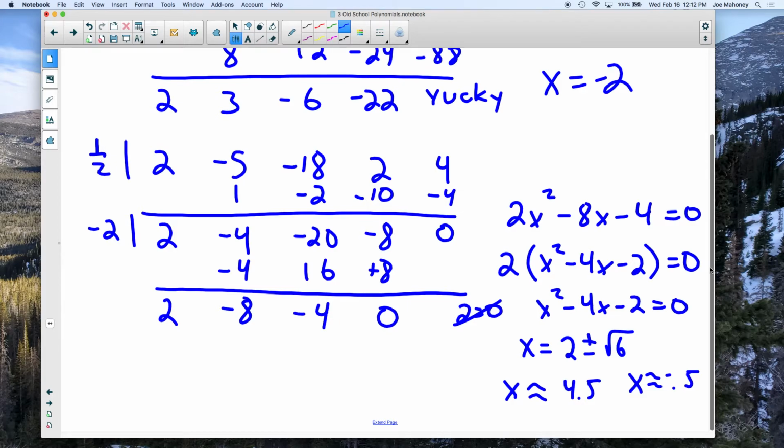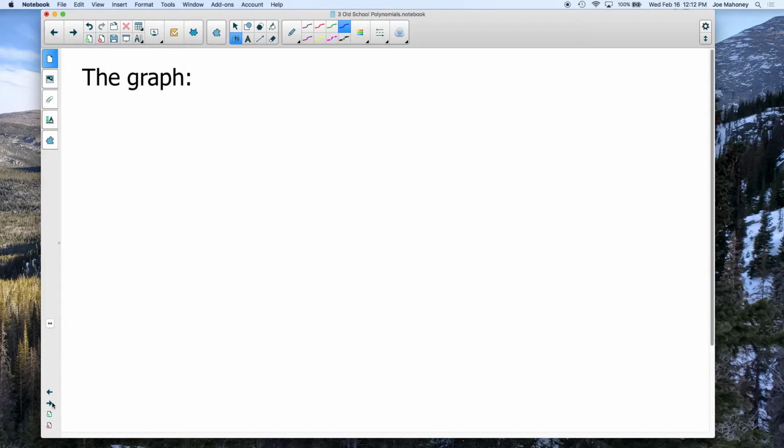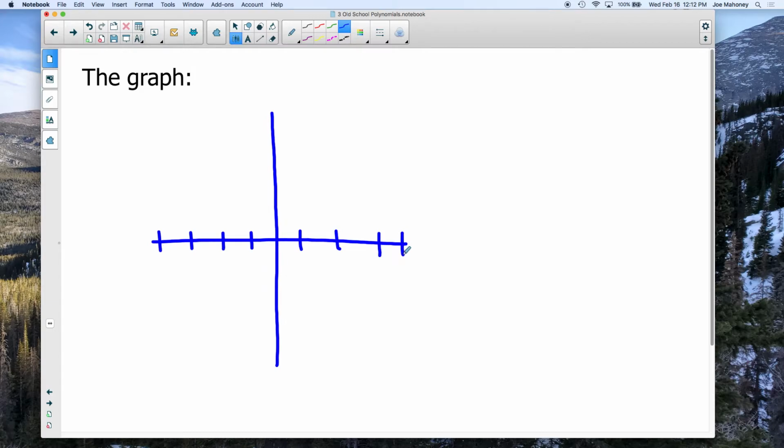Nice. Well, let's see if we can sketch a graph of this then. I know a couple things about this graph. I know that I got a bunch of zeros in there. I think I gotta go out to 4.5, so we'll go out there to 5, let's say. So some things that I know.